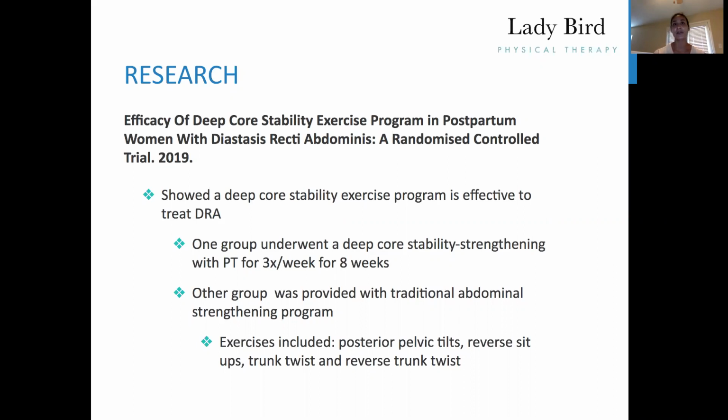In the other group, they did a traditional abdominal exercise program. Those exercises were more the types of things that you might do in a boot camp: pelvic tilts, reverse sit-ups, trunk twists, or reverse trunk twists. And at the end of it, the result was that the first group, who did the deep core strengthening program, had better results in treating this condition.